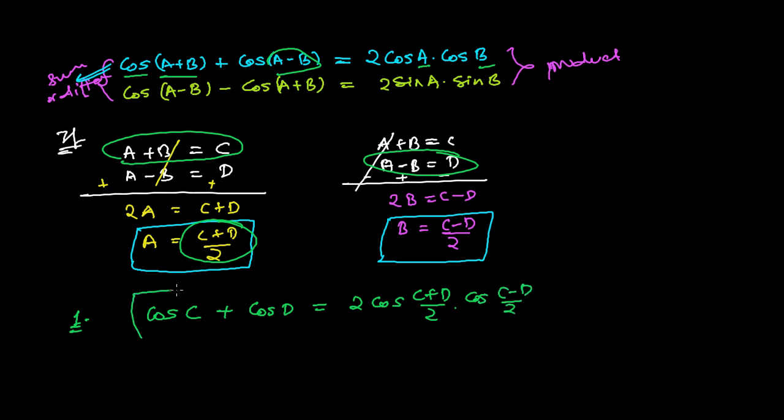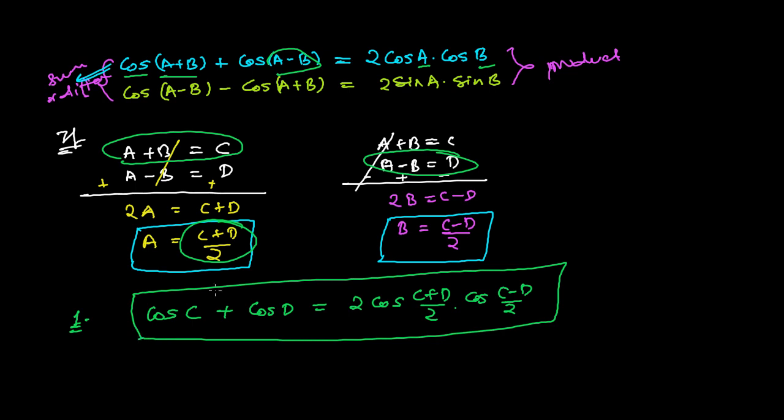So this is our first equation to convert the sum of the cosine expression into the product form, all right?